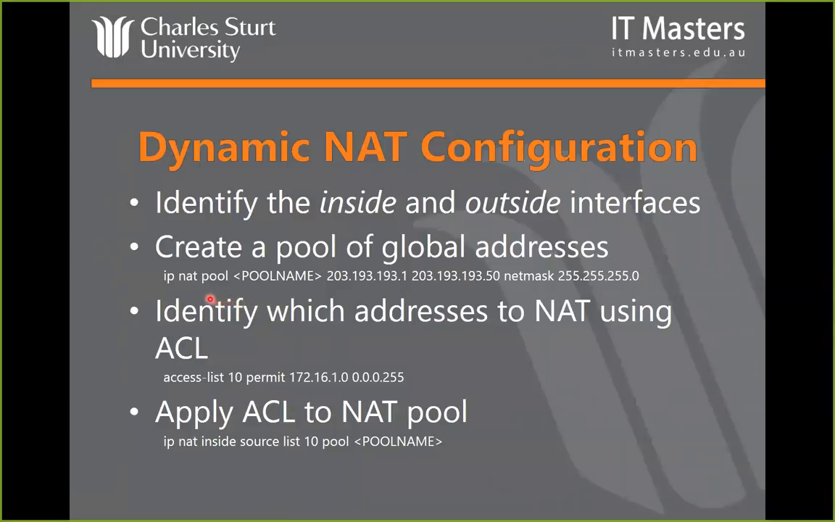So again, if we go through the syntax, we have ip, the protocol of choice, nat, we're doing NAT translation. Pool signifies we are going to use a pool of IP addresses. Then the pool name, which can be anything. You can call it pool A, pool B, you can call it dog, cat, whatever you like, but common sense would dictate that you use something meaningful. We then have a start and end IP address for that range. So in this case, we're using the pool of addresses between 203.193.193.1 and 203.193.193.50 with a 24-bit netmask.